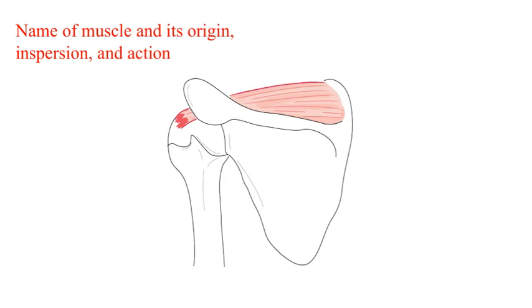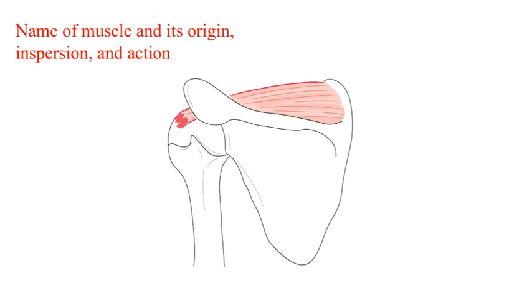Now let's take a closer look at the muscles we've been studying. On this slide, you'll see the name of the muscle, along with its origin, insertion, and primary action. Understanding these key points is essential because they help us grasp how each muscle contributes to movement and stability. The origin is where the muscle begins, usually on a fixed bone, while the insertion is where it attaches to movable bones. The action describes what the muscle does when it contracts.